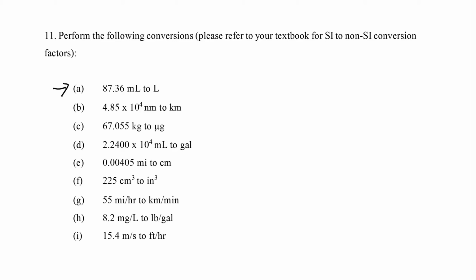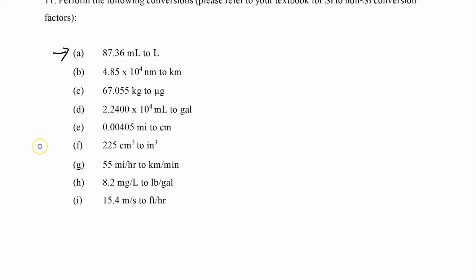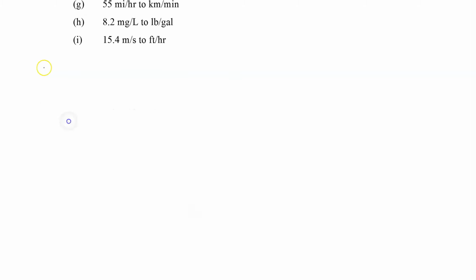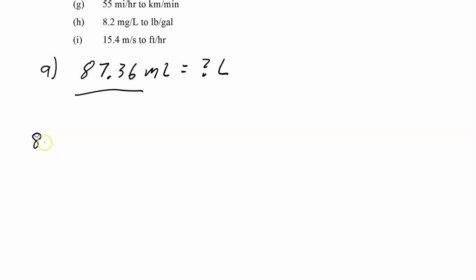So our first one is converting 87.36 milliliters to liters. So let's rewrite that here. 87.36 milliliters equals question mark liters. So our three-step approach to dimensional analysis: write the measurement given. Our measurement given is the 87.36 milliliters, so we write 87.36 milliliters. We are now going to write the unit for our answer, which is liters.